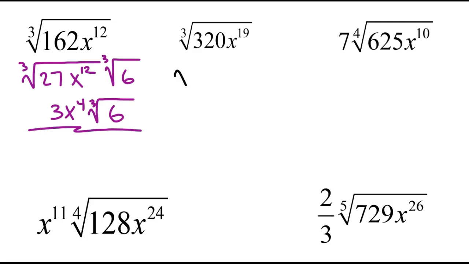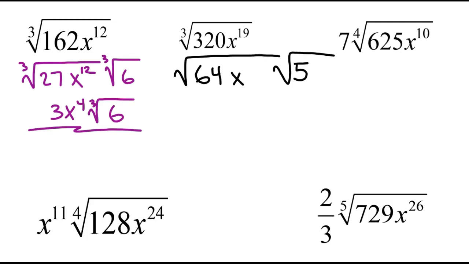So now I factor that up into perfect cube, non-perfect cube. 64 is going to be part of my perfect cube part. 5 is my not perfect cube part. And then x to the 19th. 19 is not a multiple of 3, but the next lowest is 18. So that's x to the 18th and x to the 1 over there.